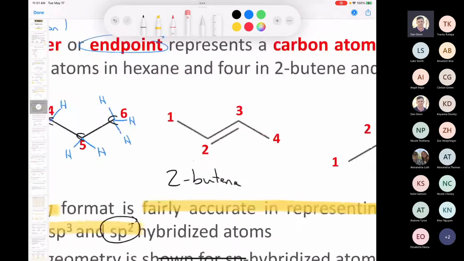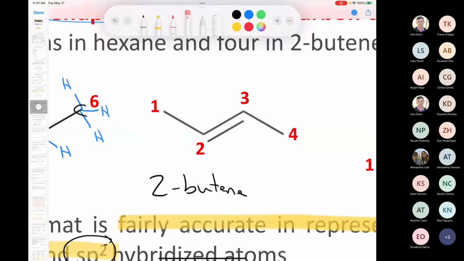If I zoom in on the 2-butene molecule, hopefully you can see that there are 1, 2, 3, 4 carbons. On carbon number 1, how many hydrogens are missing that are not drawn, that are implied to the viewer? Exactly. There's 3. 1, 2, 3.